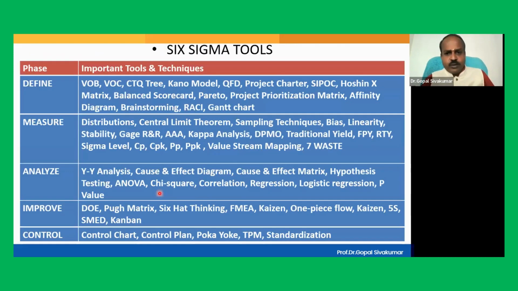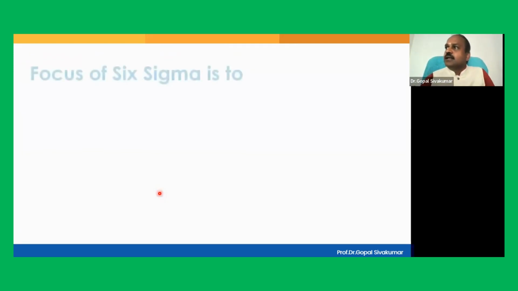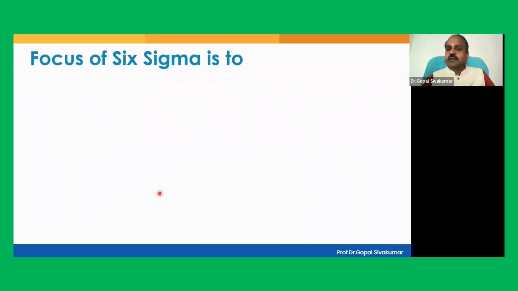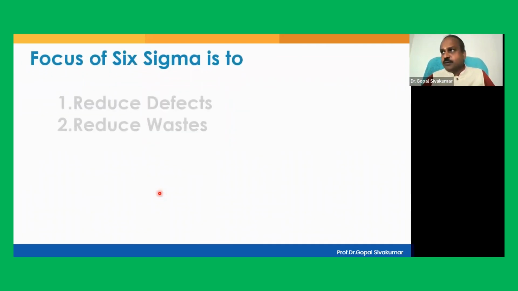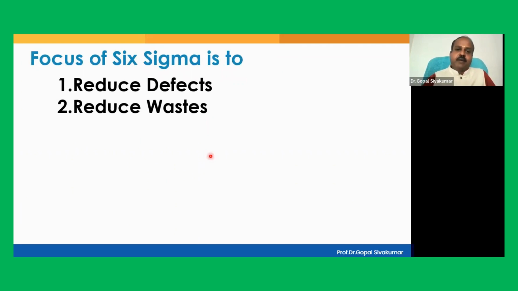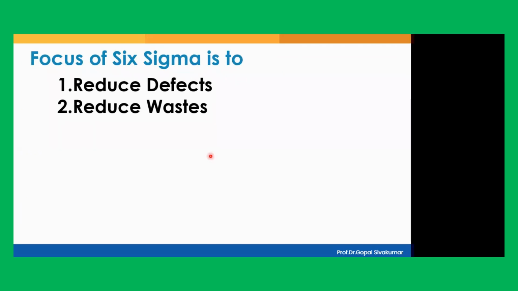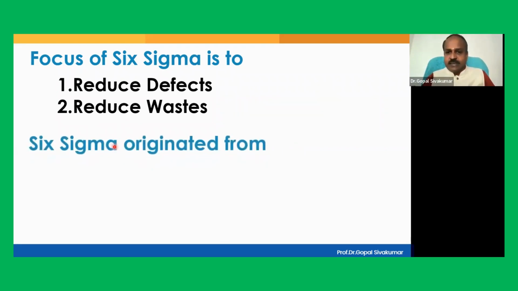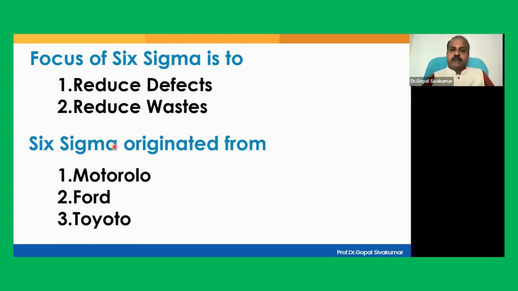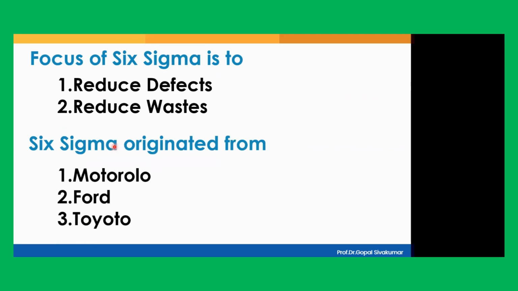Hope all of you have understood the session so far. And now let me check whether you have understood correctly. What is the focus of Six Sigma? Reduce defects. Very good. Six Sigma originated from which company? Motorola. Excellent.